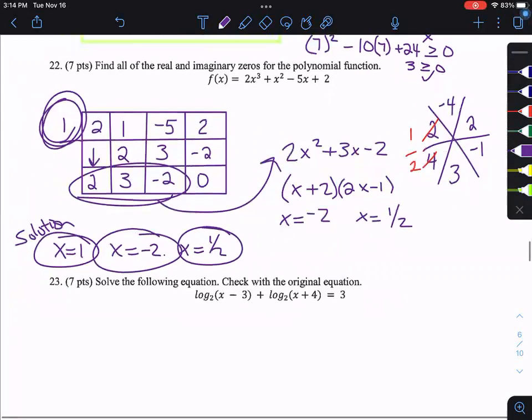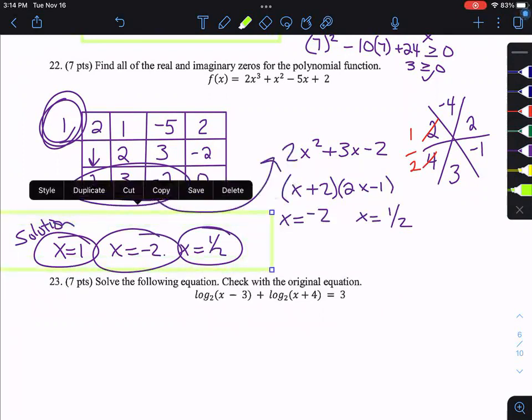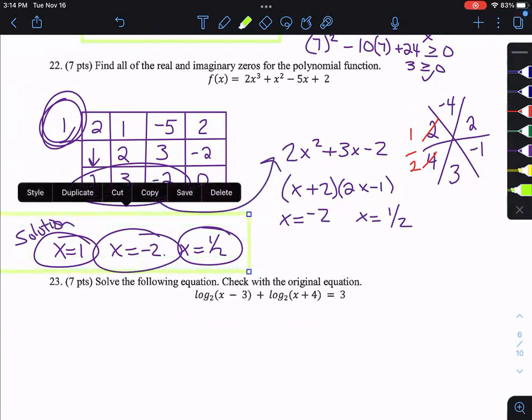Make sure you add those to your solution from earlier that you factored out, either that -1 or that +1, to get your final answer. So -2, 1, and 1/2.